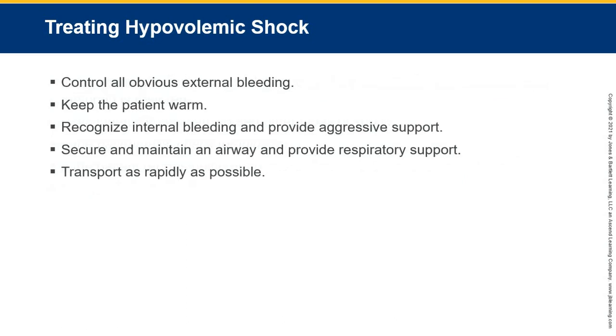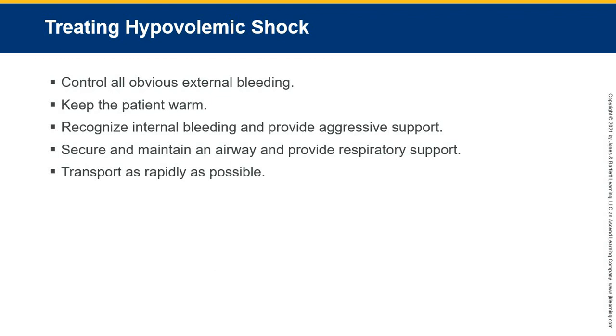In hypovolemic shock, make sure you control all external bleeding that you can, particularly arterial bleeds. Keep the patient warm. In hypovolemic shock, they lose blood, so your body actually needs to clot. Like I said before, if the body isn't warm, it's not going to clot. Generally something around 95 degrees is what's going to impair blood clotting.